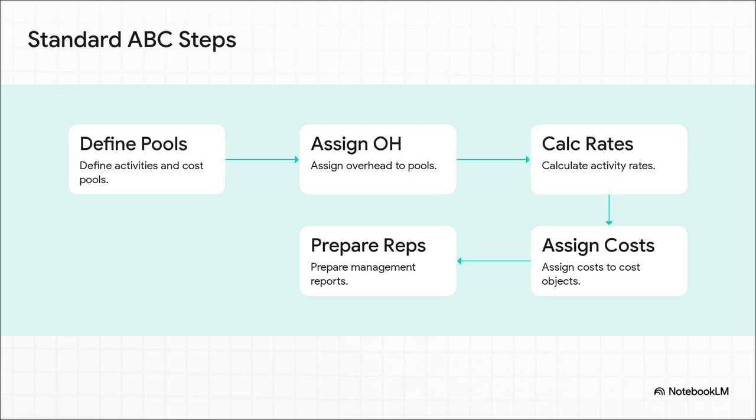Let's quickly run through the procedural steps of standard ABC. To help that 3-year retention, just remember the acronym DACAP. Define activities, assign overhead, calculate rates, assign costs to objects, and finally prepare reports. The big takeaway here is that executing every single one of these phases requires a ton of resources. Every time a business process slightly changes, this whole multi-step system has to be manually recalibrated and updated.